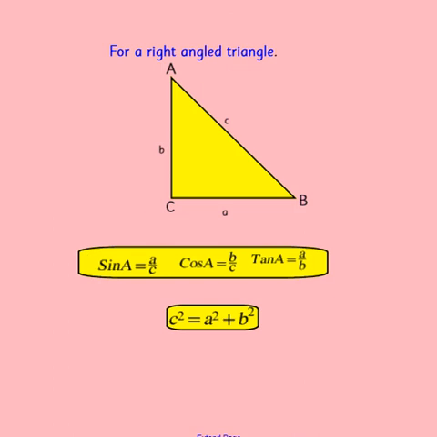Here we have a right angle triangle. That's the theorem we know, Pythagoras, of course. The other two, sine, cos, tan, very straightforward.